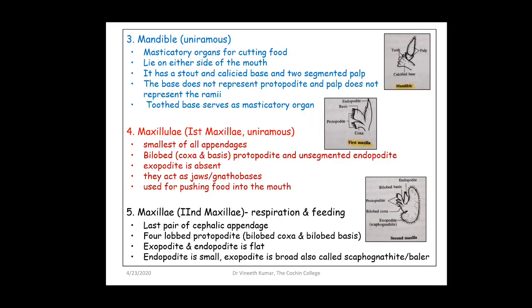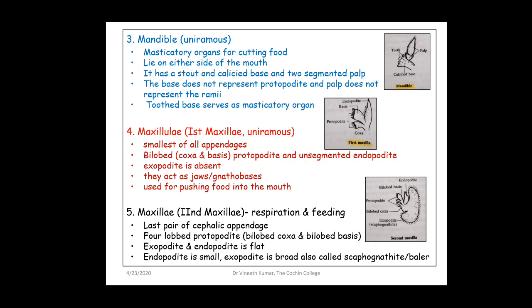Coming to the third one, which is the mandibles. The mandibles, as we said, are uniramous. Mandibles are mainly masticatory in function. They are used for cutting food. They lie on either side of the mouth. They have a stout calcified base and a two-segmented palp. They do not have a protopodite, and they do not have rami or branches, and hence they are considered uniramous. The toothed base serves as the masticatory organ. It has teeth, and hence it is used for cutting the food.